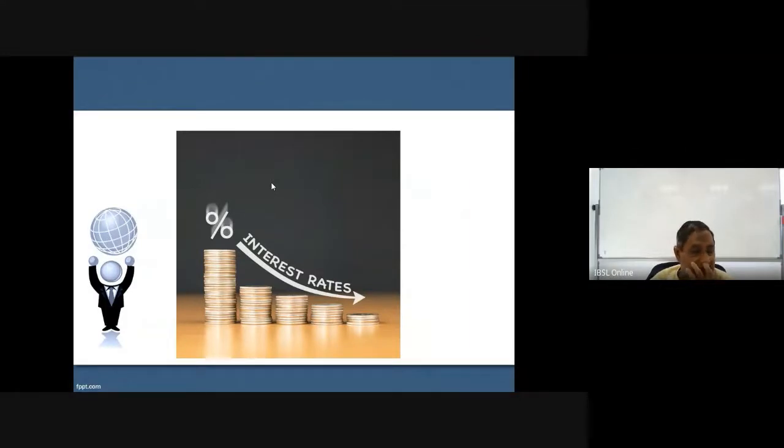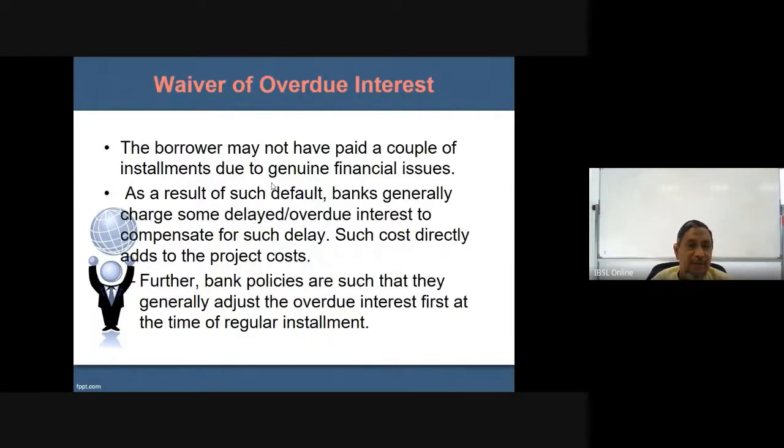Then interest waivers and interest deteriorating. Waiver of interest or overdue interest. I told you earlier what position we had to take into consideration. Let's see. A borrower may not have paid a couple of installments due to genuine financial issues. He had defaulted. As a result of such default, banks generally charge some delayed overdue interest to compensate for such delay. Such cost directly adds up to the project cost.